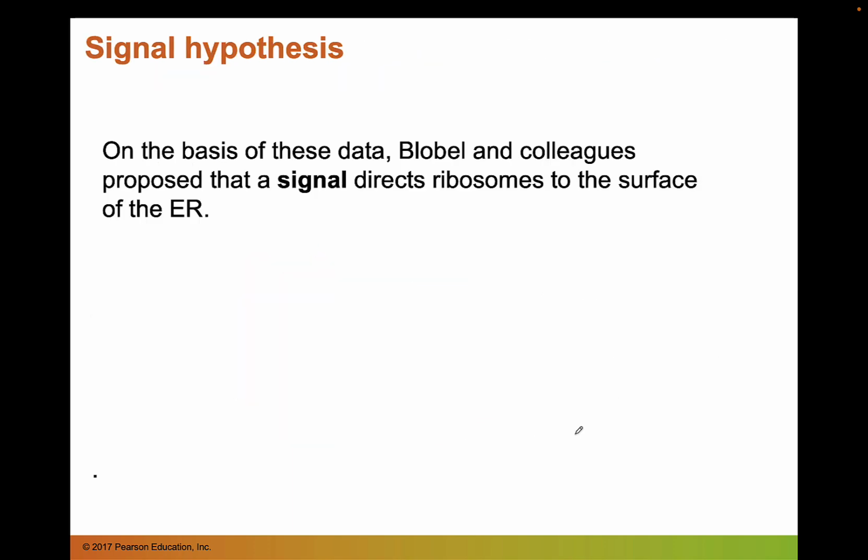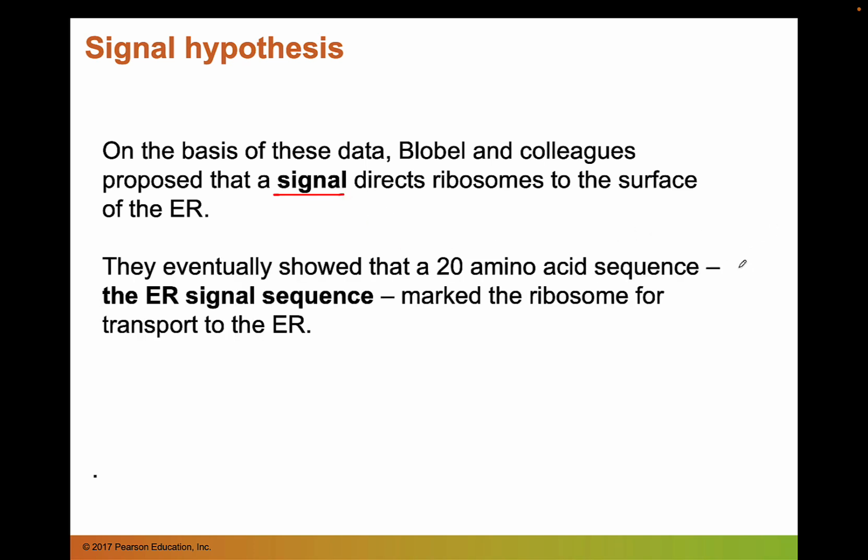Okay, so then that got people wondering, how does it get into the ER? On the basis of these data and this big question, Blobel and colleagues proposed that a signal directs ribosomes to the surface of the ER. And they eventually showed that the signal was a 20 amino acid sequence that they named, very aptly, the ER signal sequence. So this is going to signal to the ER, and it marked the ribosome for transport to the ER.